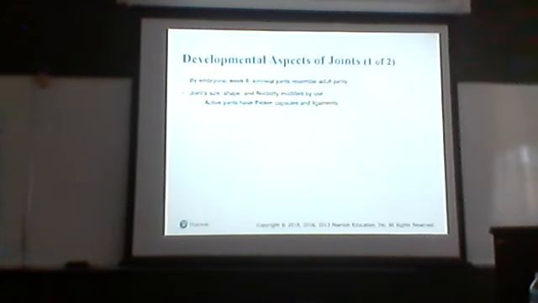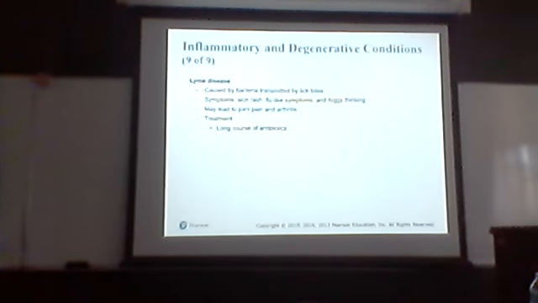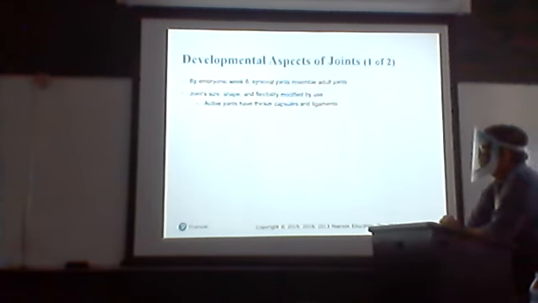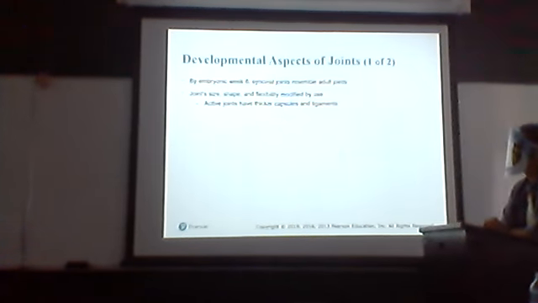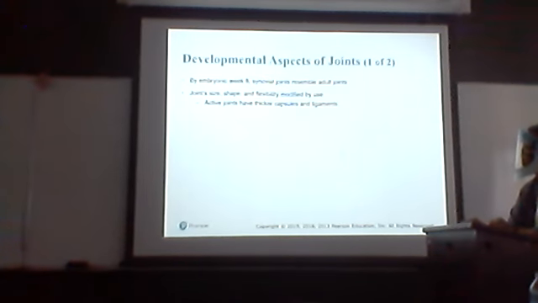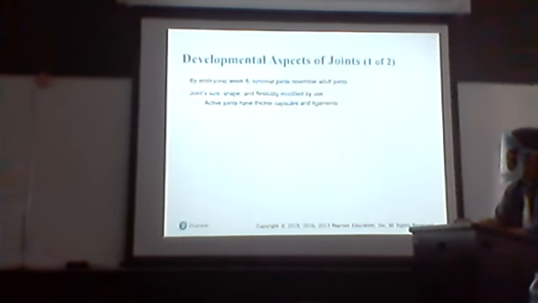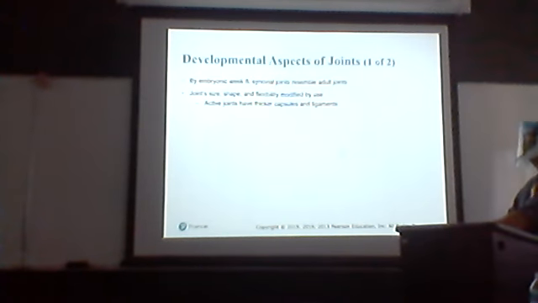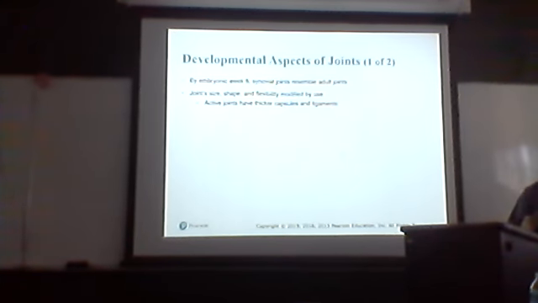Anyway, developmental aspects of joints. All right. So, by the 8th week of pregnancy, the joints start to look like adult joints. Size, shape, and how much they move are modified. Or we use a joint that's taking the capsule, and it's getting extended in one direction. Does that make sense?